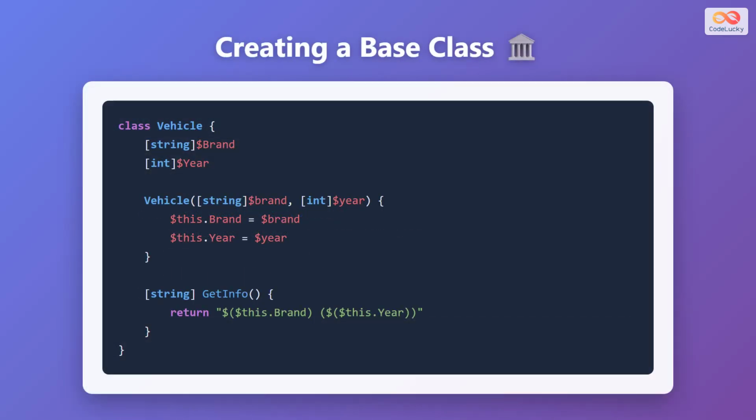Let's create a base class called vehicle. This class has two properties: brand, which is a string, and year, which is an integer. We also define a constructor that takes brand and year as parameters and assigns them to the properties using the this keyword. Finally, we add a getInfo method that returns a formatted string containing the brand and year. This vehicle class serves as our foundation that other classes can build upon.